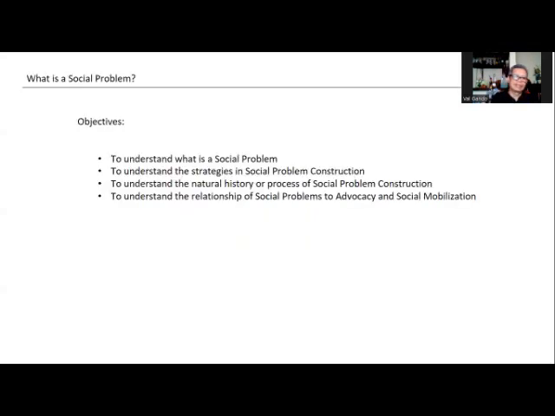At the end of this presentation, we hope to understand social problems, the strategies in social problem construction, the natural history or process of social problem construction, and the relationship of social problems to advocacy and social mobilization.